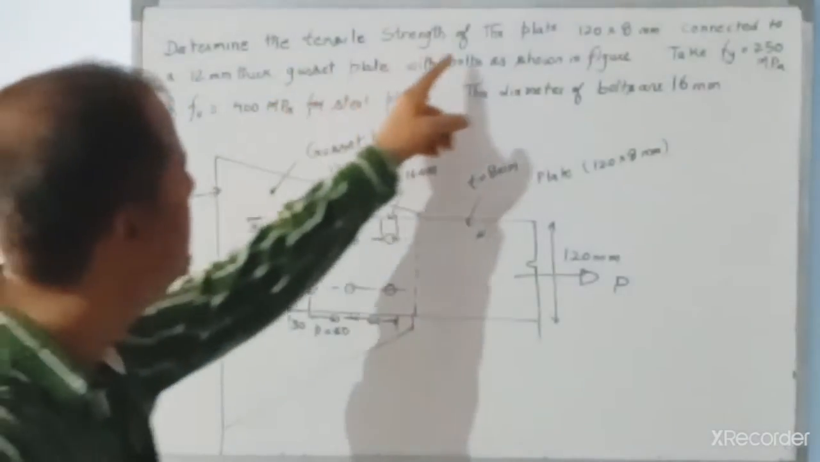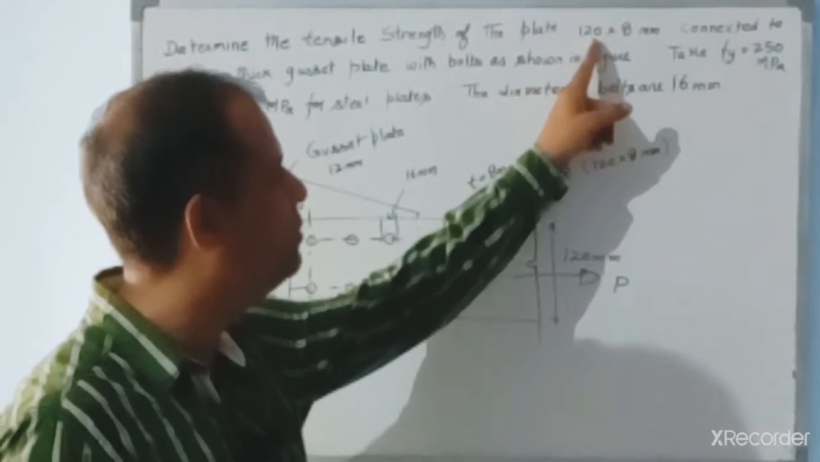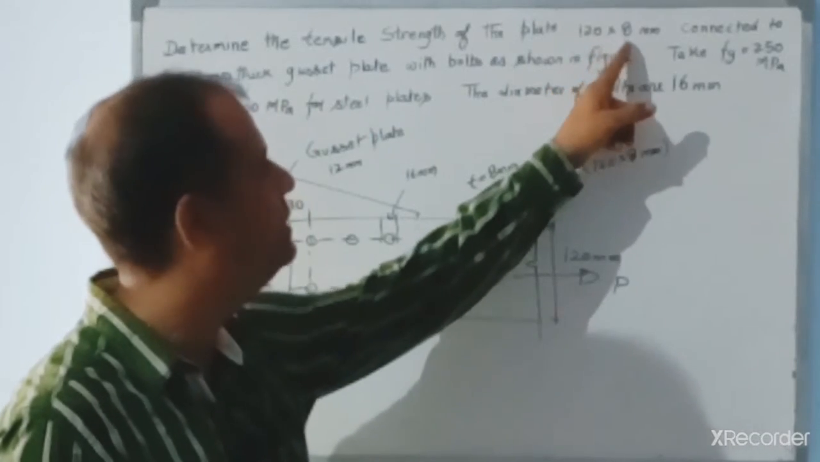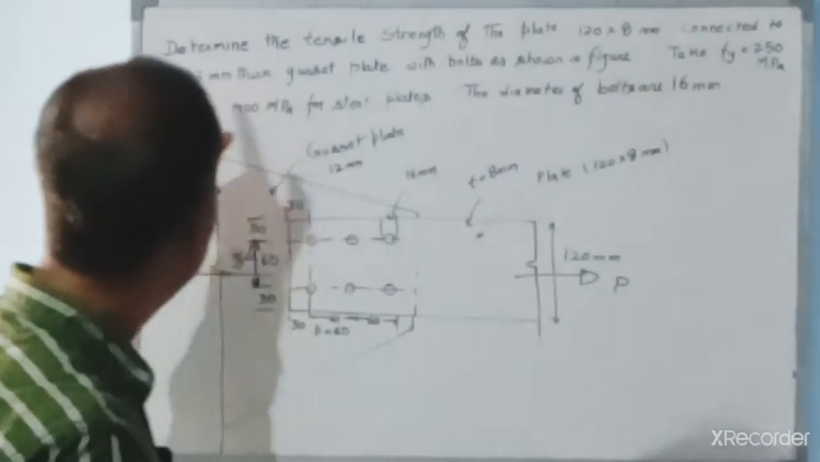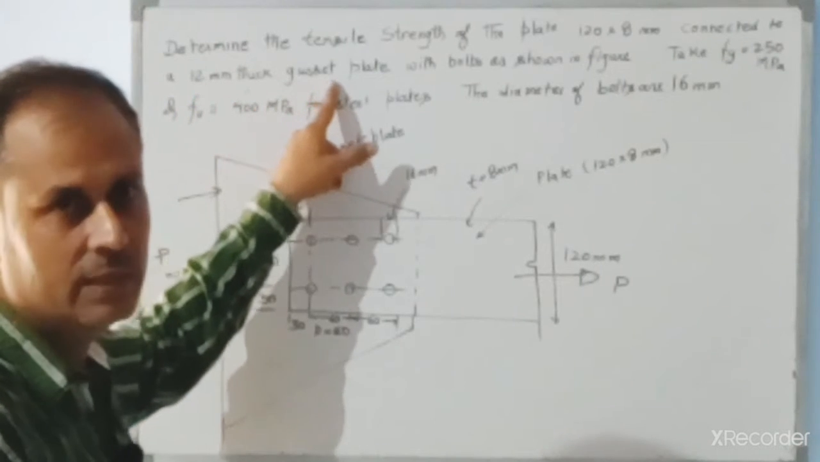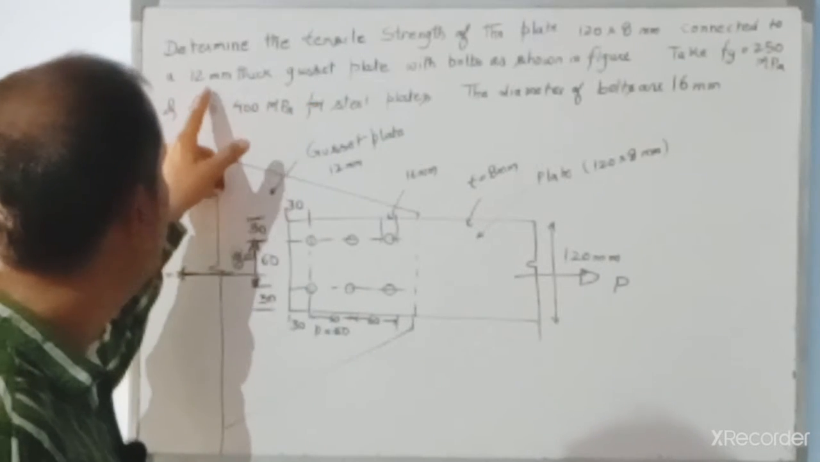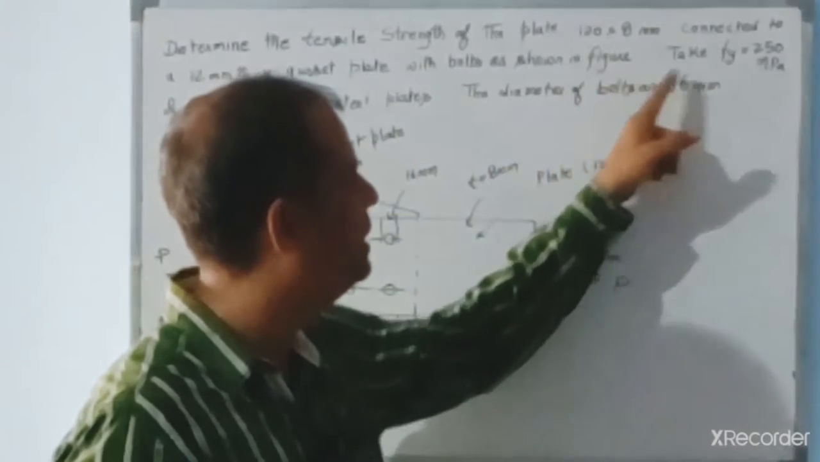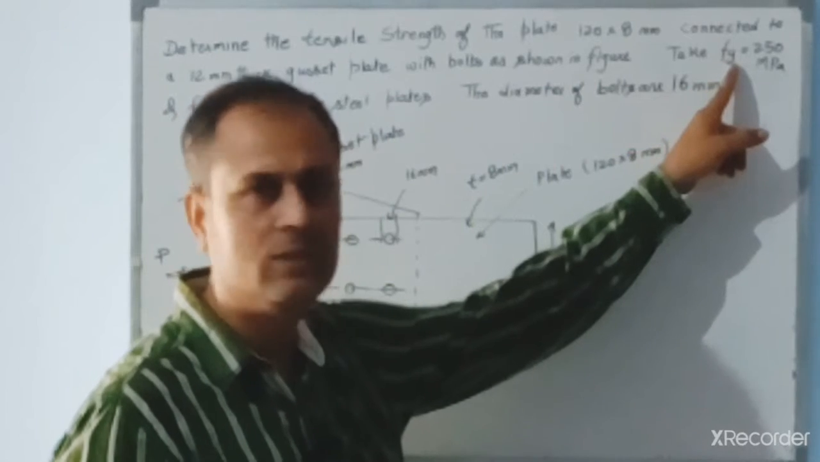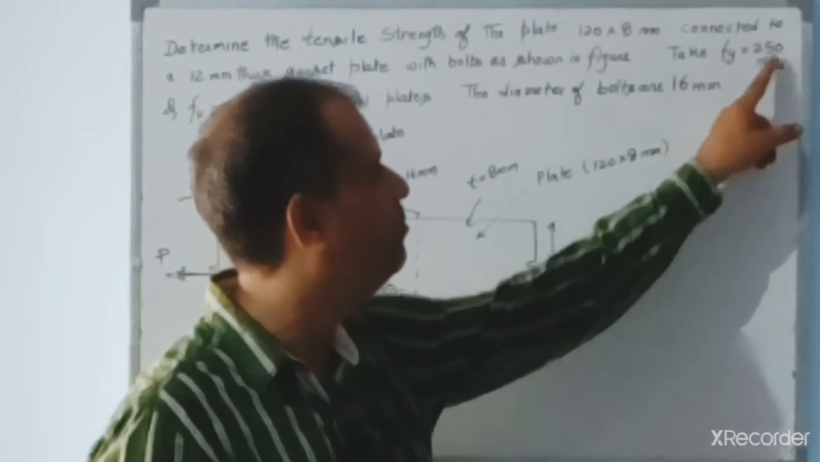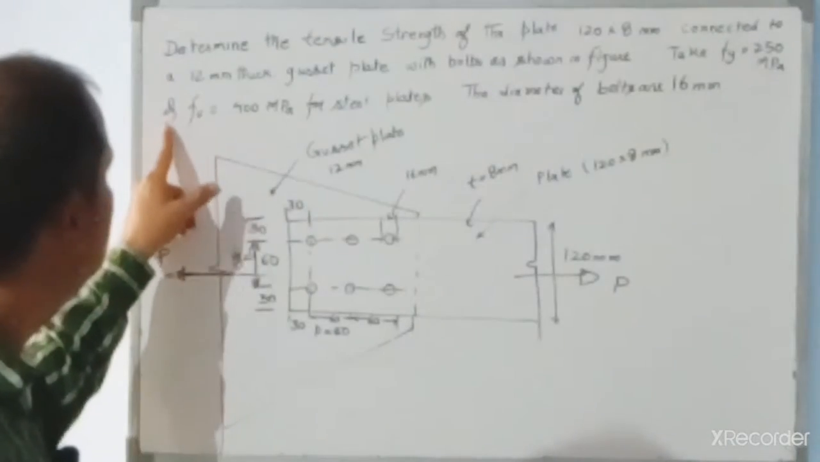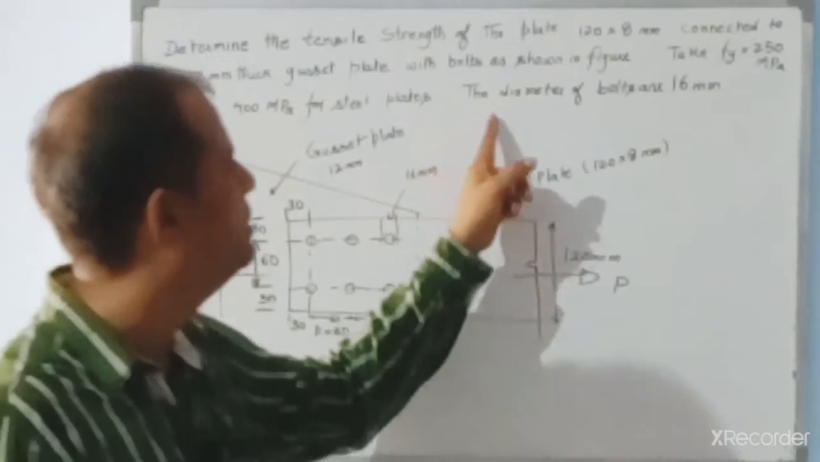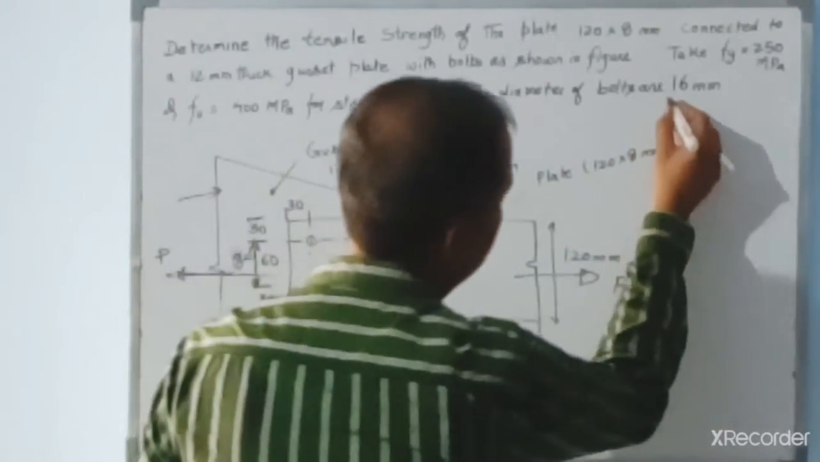Determine the tensile strength of a plate of size 120 mm by 8 mm, that is, its width is 120 mm and its thickness is 8 mm, connected to a gusset plate whose thickness is 12 mm with bolts as shown in the figure. The yield point strength of the steel plate is 250 megapascal, and the ultimate strength of the steel plate is 400 megapascal. The diameter of the bolts is 16 mm.